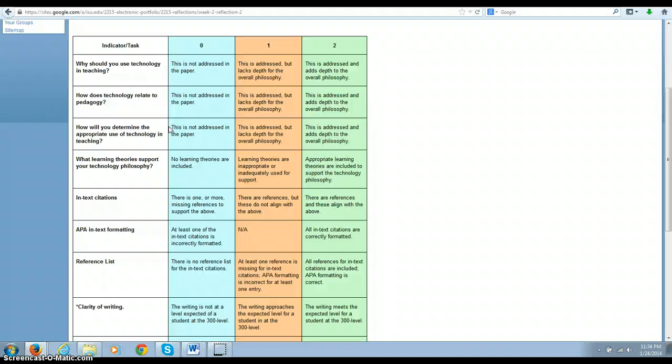It's interesting that we have been talking about theories and how they influence the way that we select technology in the classroom. But we also need to make our philosophy statement strong by making citations that back up what we are saying. And they should all be in APA. And then we have a reference list, which is in APA.